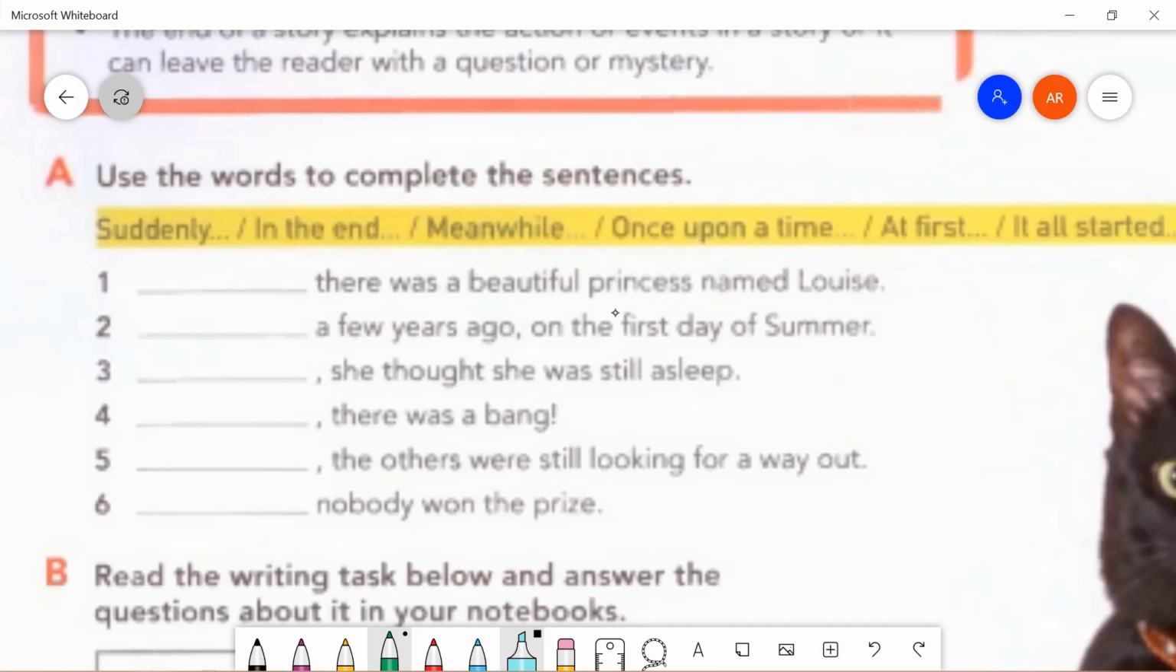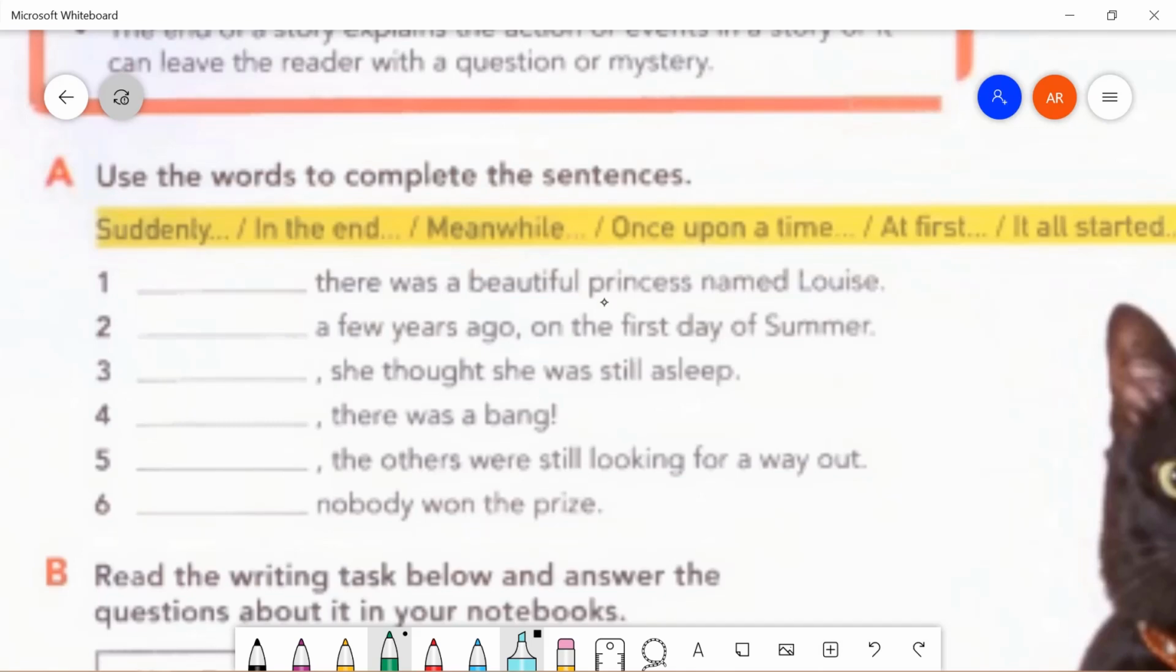She thought she was still asleep. The fourth one, there was a bang. I think number 4, okay, the discourse marker that we can use in number 4 is suddenly. Do you think so or no? Okay, KIV. We will go back to number 4 after this. The others were still looking for a way out. Number 6, nobody won the prize.